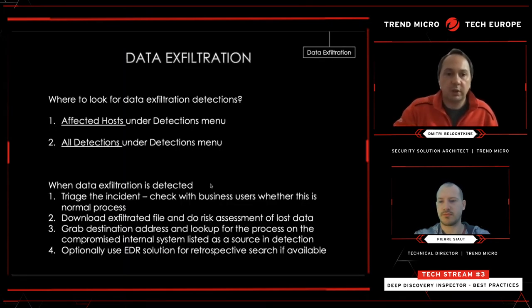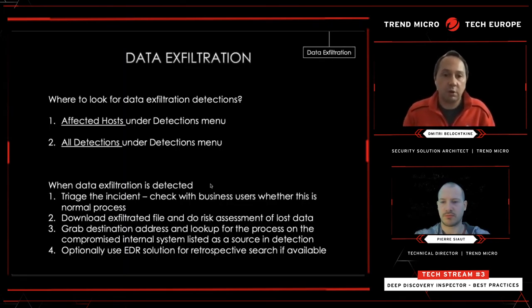So what you do with it, as I said, is triage, usually as a security analyst. Maybe talk to your business users, see if it's a normal business process. If it is, maybe whitelist it. You can download the file. If it's not a normal process, you can look inside, maybe again with the help of the business, and do risk assessments, right? Especially now in the era of GDPR, that's very important.